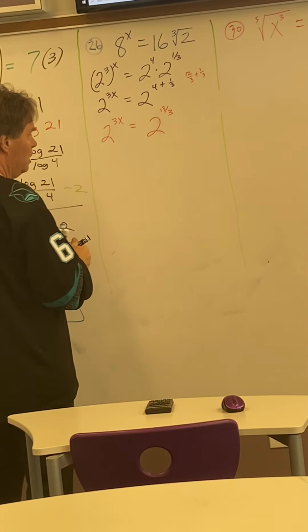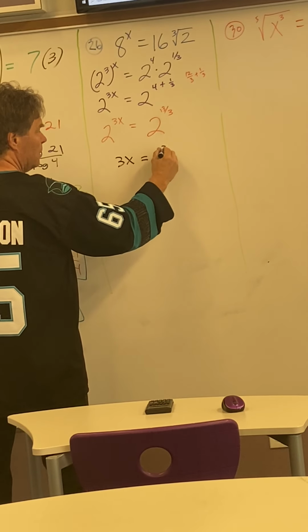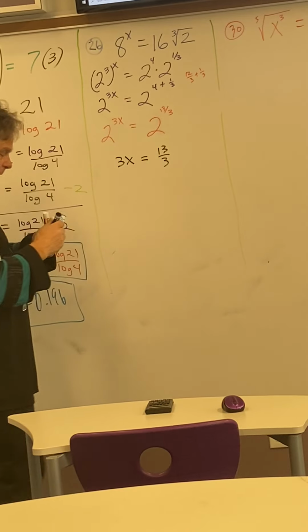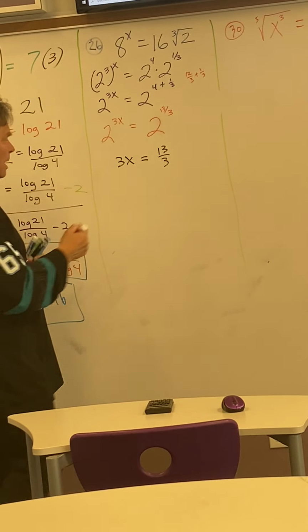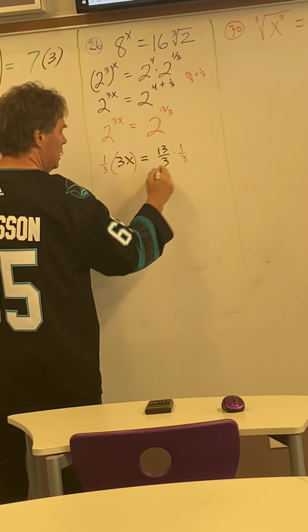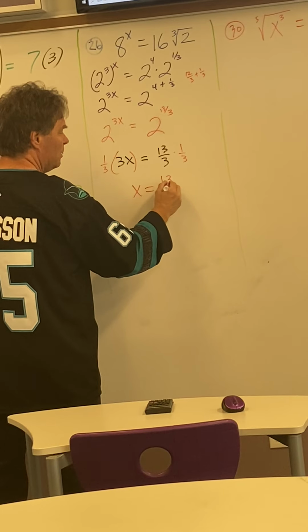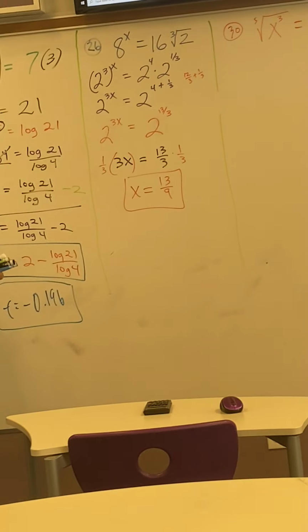So what do we do? Throw away the 2's and set the exponents equal to each other. To get rid of times 3, I'm not going to divide by 3 because that's a fraction. I'm going to times by the reciprocal. And I get x is 13/9. Oh my gosh. There we go.